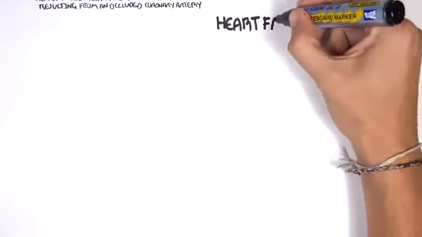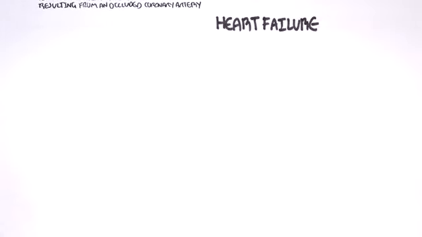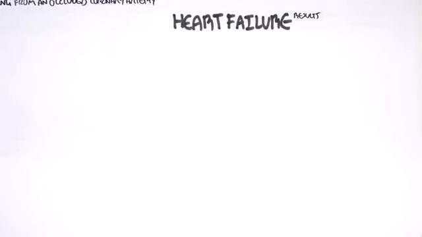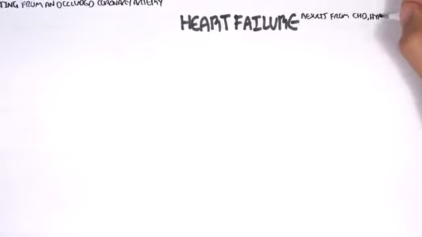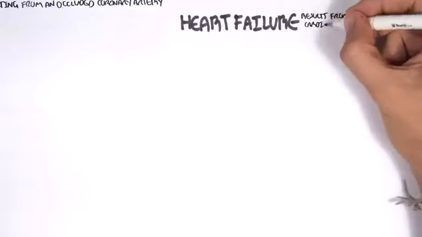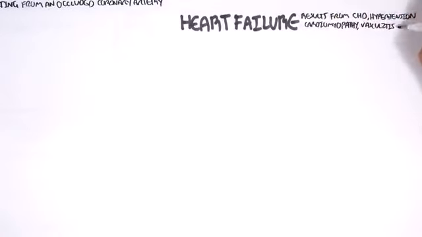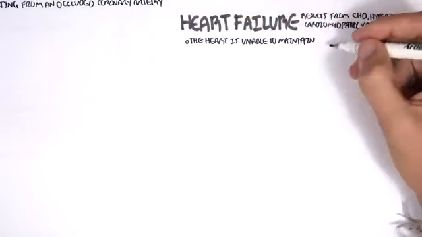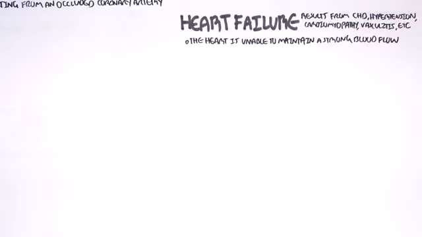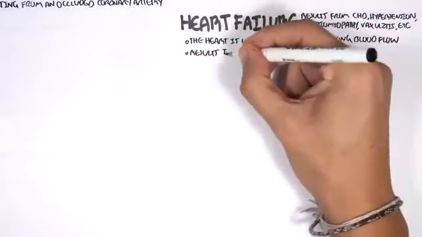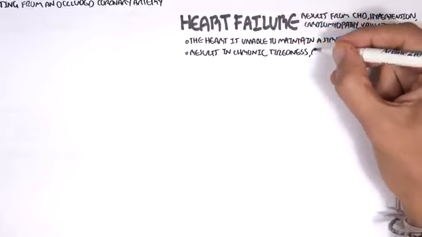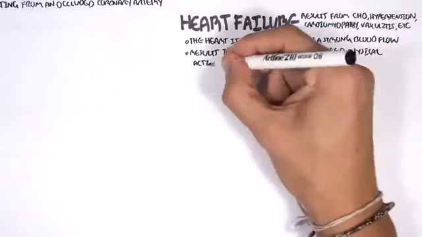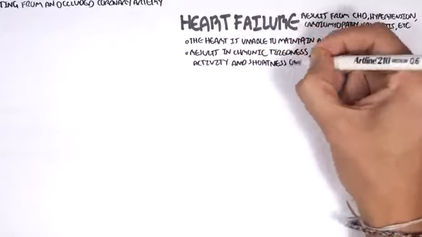The next type of cardiovascular disease we will look at is heart failure. Now, heart failure can result from many heart and body disorders such as coronary heart disease, hypertension, cardiomyopathies, and vasculitis, amongst many other things. Heart failure is where the heart is basically unable to maintain a strong blood flow and pump it around the body. And this results in chronic tiredness, reduced physical activity, and shortness of breath.